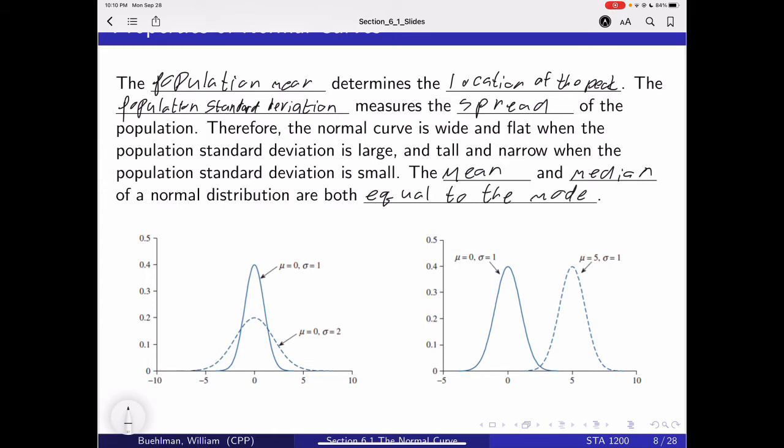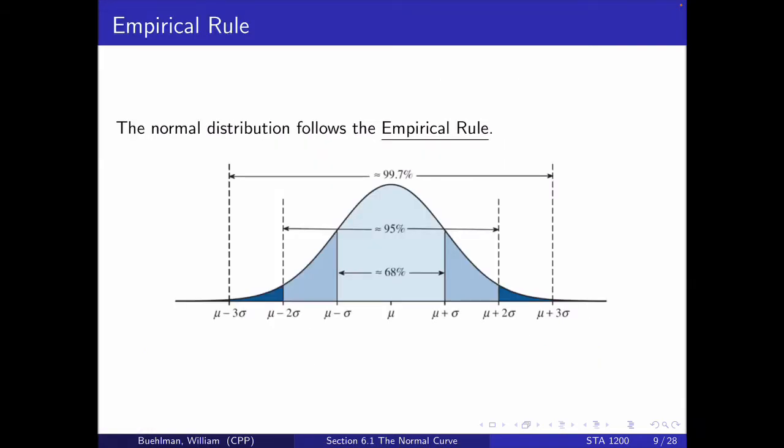So if we look at this left-hand graph, we can see that on the dash curve, when compared to the solid curve, the standard deviation is higher. It's 2 instead of 1, so it is more spread out and doesn't have as tall a peak. Versus if we look at this right-hand graph, we can see the solid curve and the dash curve have the same standard deviation, so they have the same amount of spread and the same height, but since their means are different, it shifts the graph over because the mean is 5, so the peak needs to be over 5 instead of 0. The normal distribution follows the empirical rule.